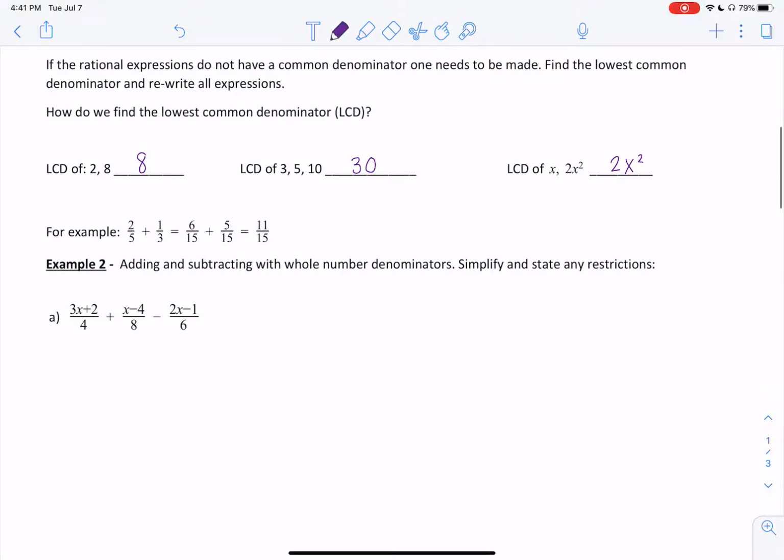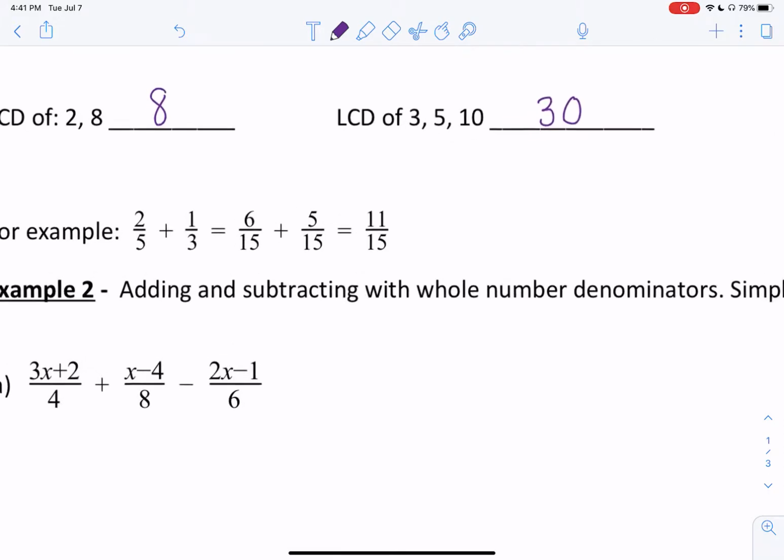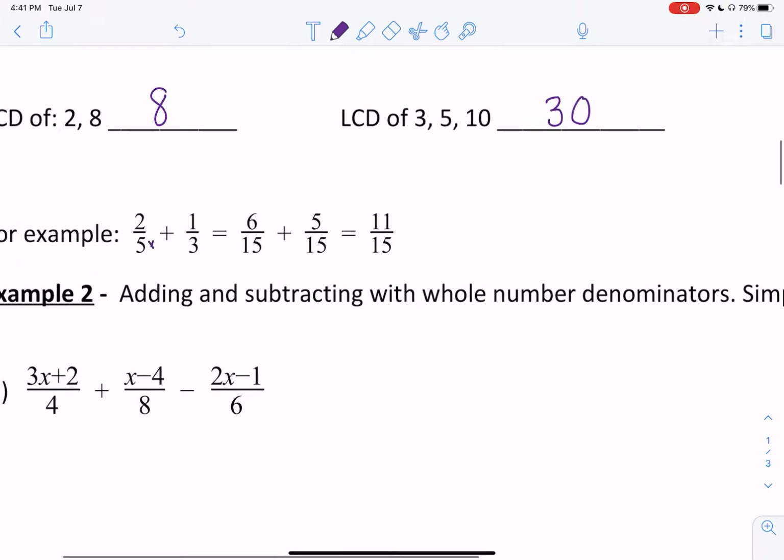So for example, think of how we add fractions. So if I have 2/5 plus 1/3, I need to have the same denominator. So I would think, what's my lowest common denominator? And it would be 15. So I need to make this 5 into a 15. In order to do that, I multiply by 3. If I do that to the denominator, I need to do it to the numerator. So that also needs to be multiplied by 3.